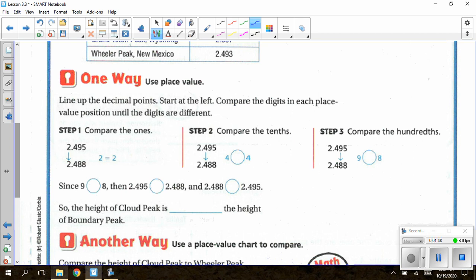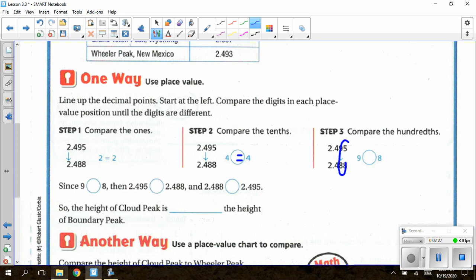So for step one, our largest place value is the ones place, and you do notice that both mountains have a 2 in the ones position. Because they are both the same number, you then move on to the next place value. So for step two, we are comparing the tenths, and our tenths both have 4s in them. So again, we do have where they are equal to each other. So then moving to the next place value, on step 3, we are now comparing the hundredths. So as you can see, it's the hundredths where they are first different.